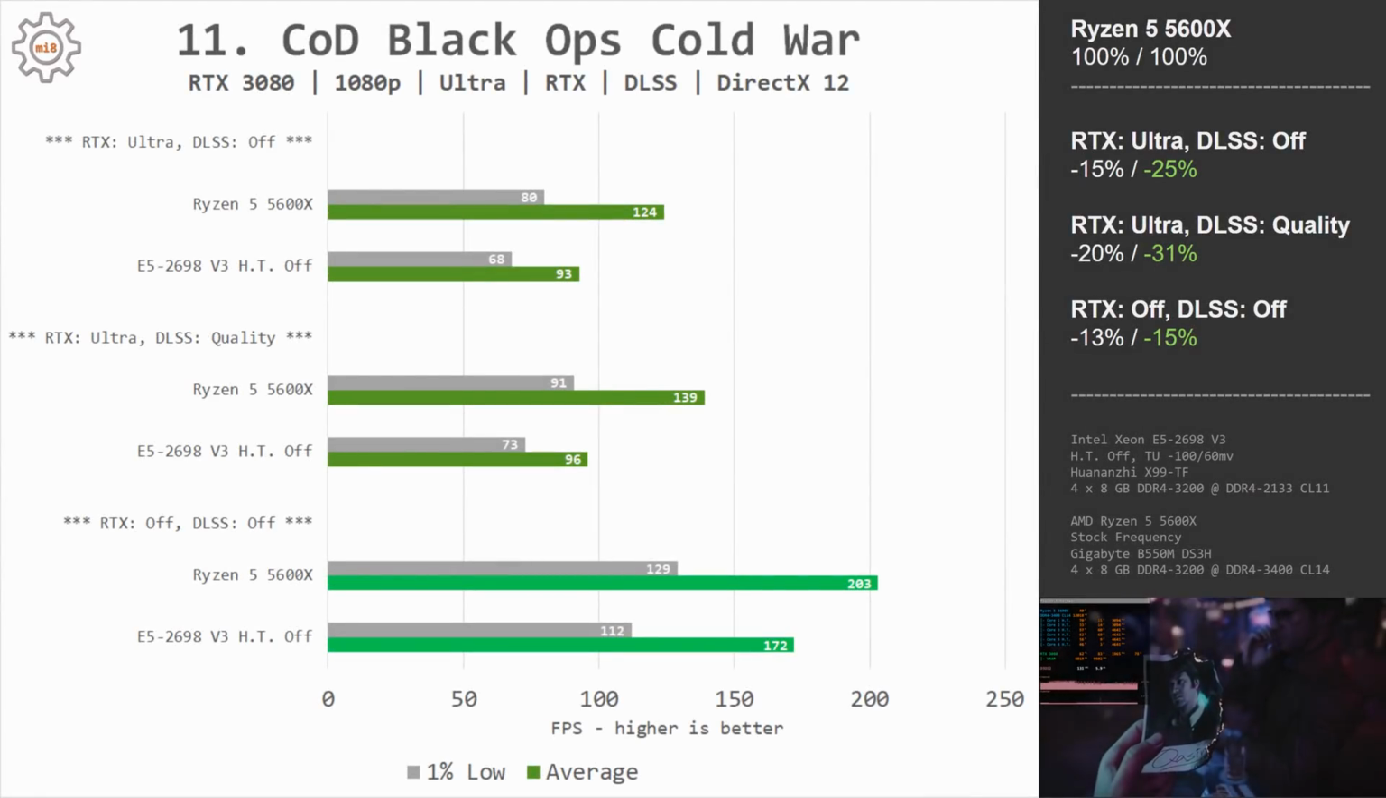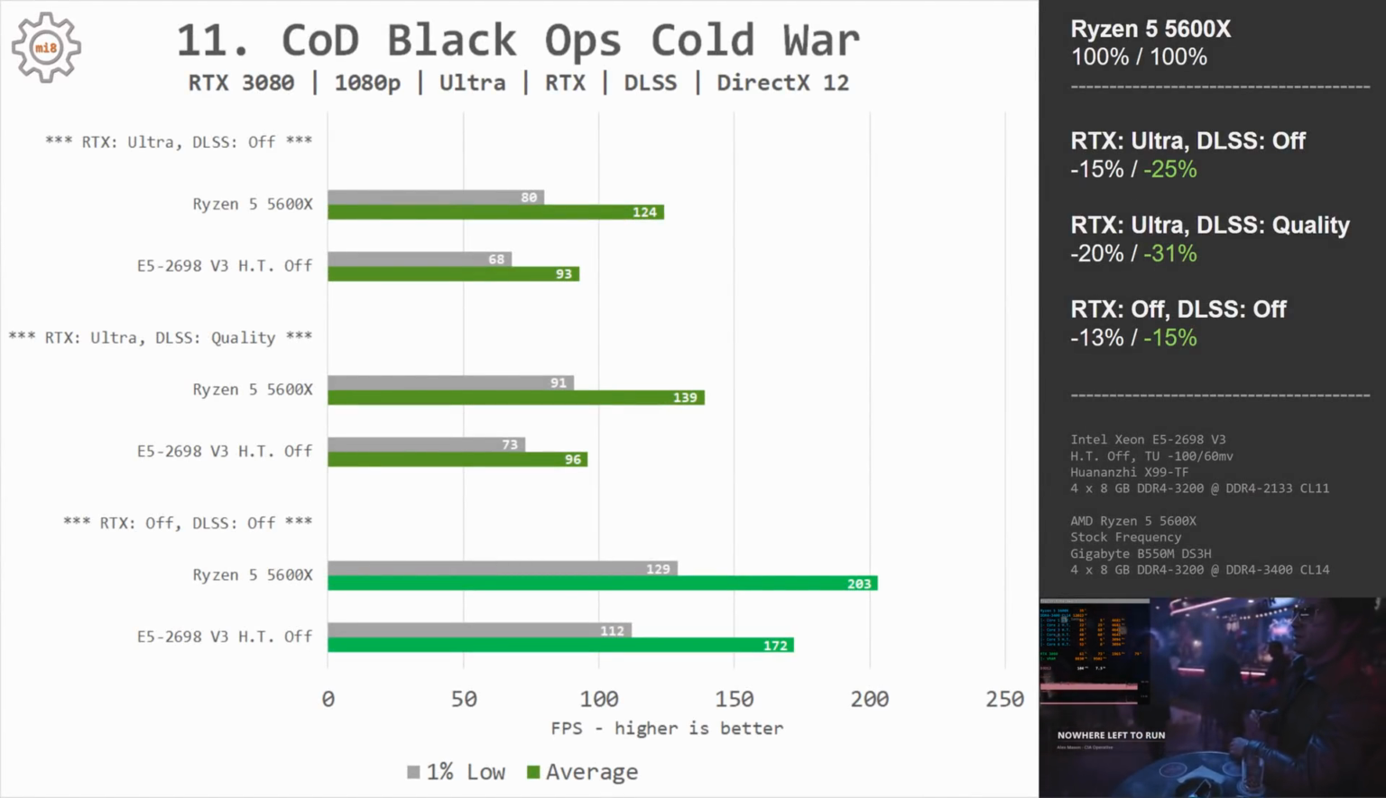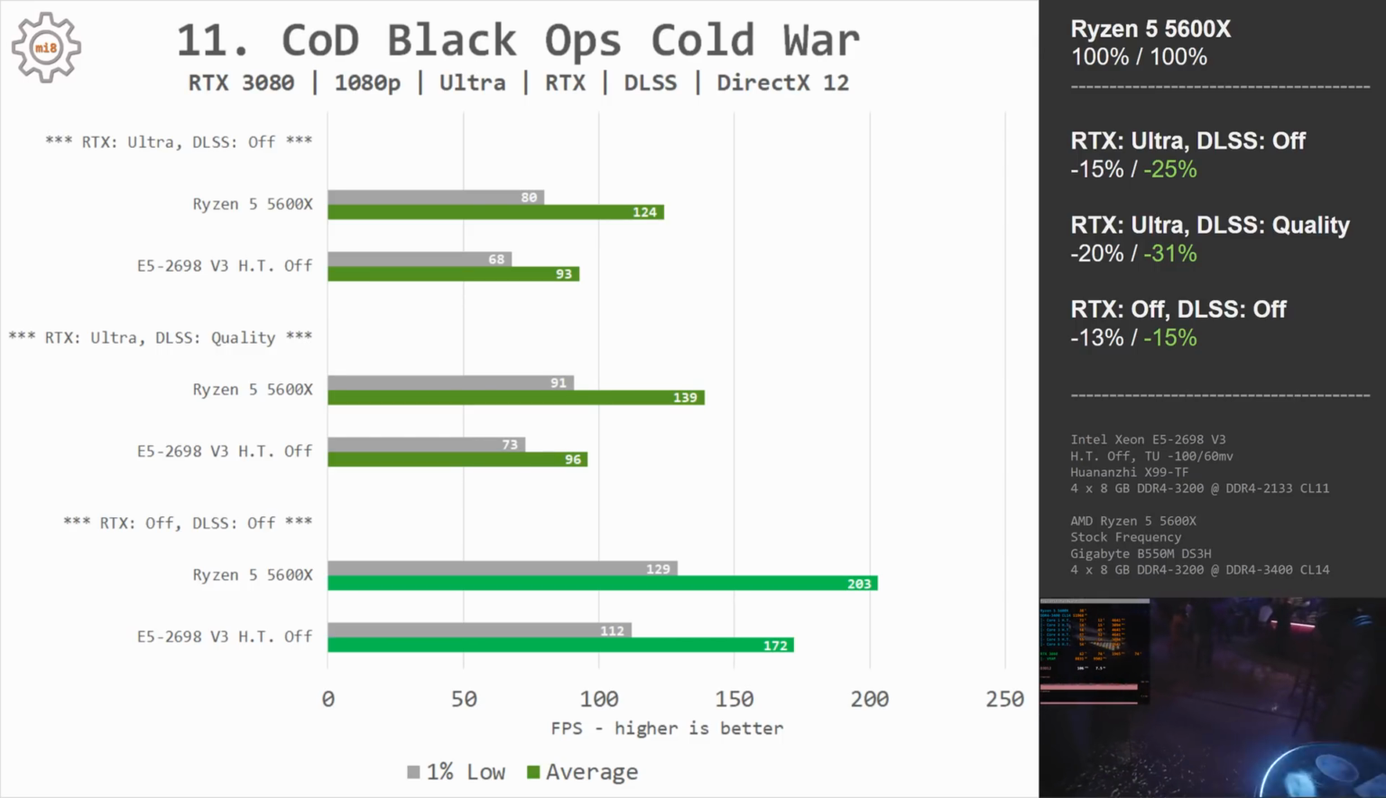Call of Duty Black Ops Cold War is a newer title which supports Nvidia RTX as well as Nvidia DLSS. Thus, I have tested three configurations again. RTX off, DLSS off, RTX Ultra, DLSS quality, RTX Ultra, DLSS off. Without RTX and without DLSS, the difference between the CPUs is 13 and 15%, 1% lows and averages. Enabling RTX and DLSS increases the gap between the CPUs to 20 and 31%.